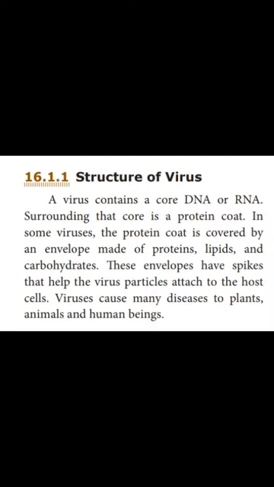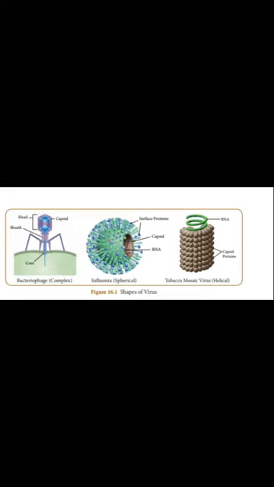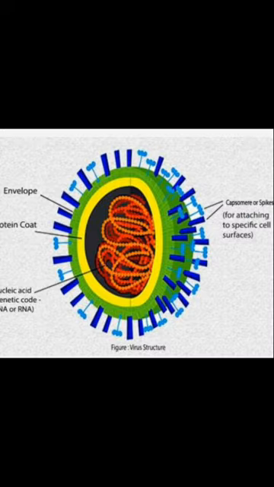Now we will see the structure of virus. What does a virus contain? A virus contains a core of DNA or RNA surrounded by a protein coat. In some viruses, the protein coat is covered by an envelope. This envelope is made up of proteins, lipids and carbohydrates. These envelopes have spikes also. These spikes help the virus particles attach to the host cells.